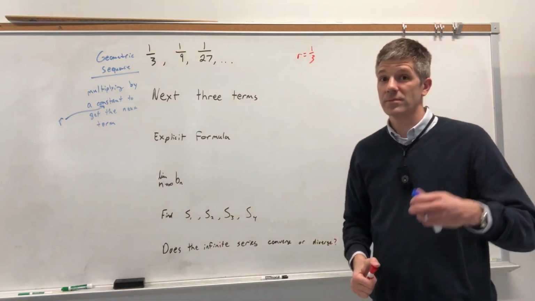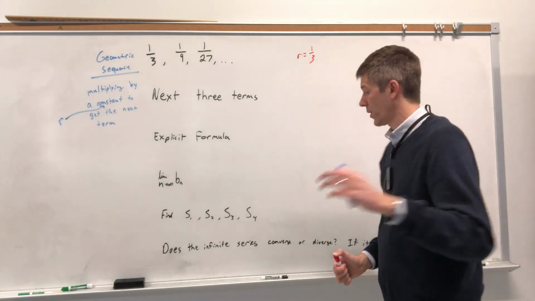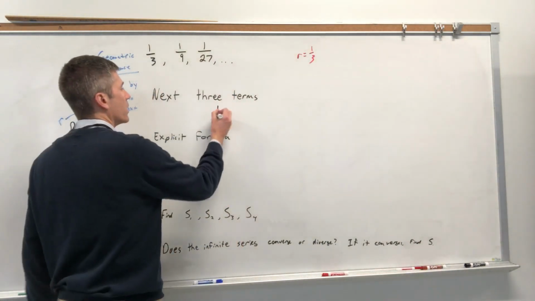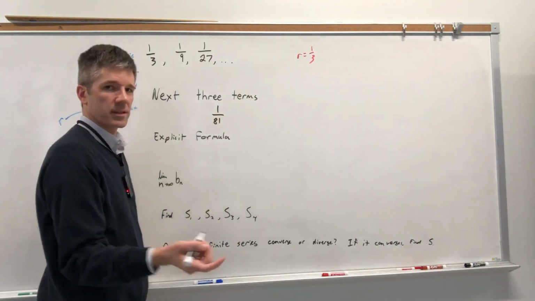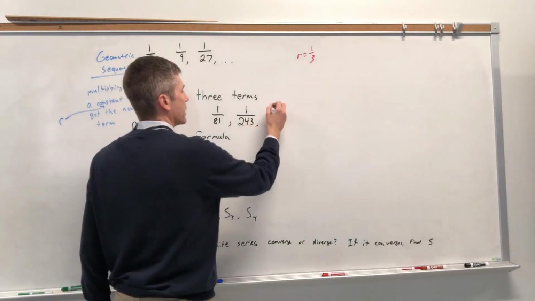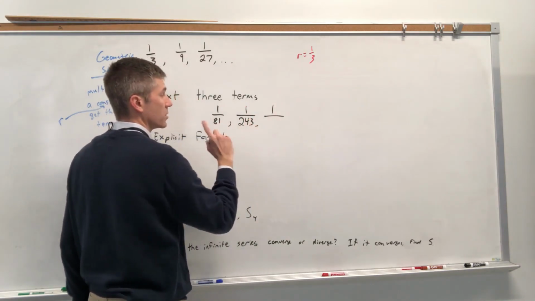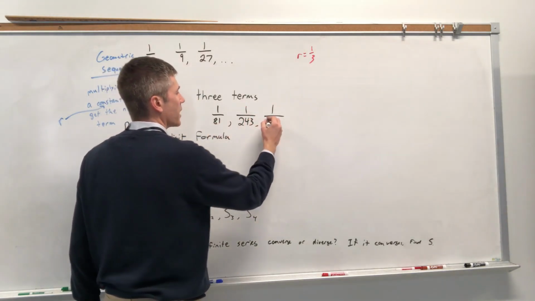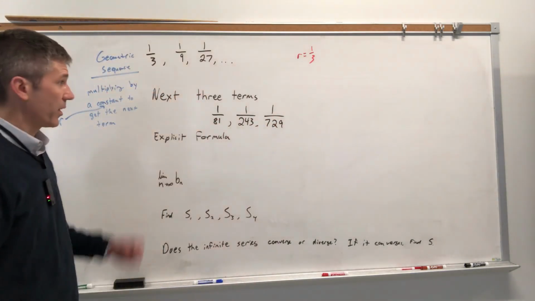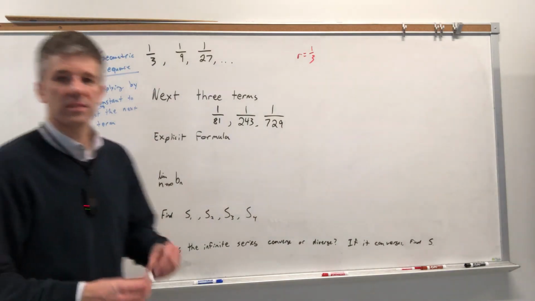There we go. So find the next three terms. Let's basically divide by 3, divide by 3, divide by 3. And when we do, we'll see that the next three terms are 1/81, because we're tripling the denominator, 1/243, and then 729. Yeah, 729. So those are the next three terms. Let's write the explicit formula.